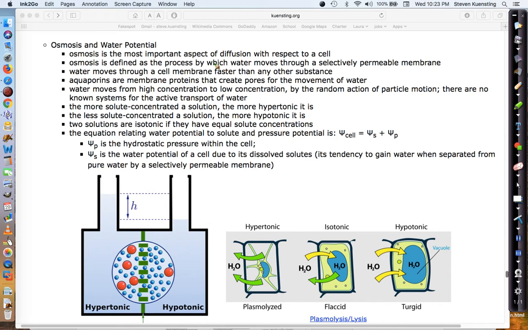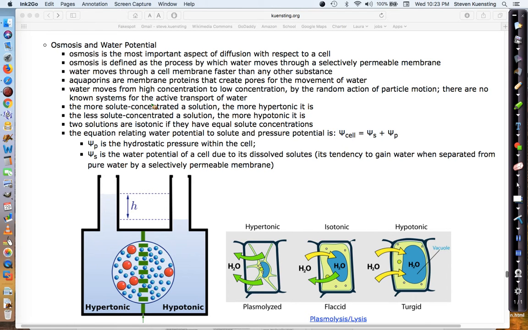So water molecules move through membranes by what we call osmosis. Water goes through a membrane faster than almost any other substance because it's small and there are aquaporins to let it through. Water will always go from where it's highly concentrated to low concentration unless pressure can push it backwards. That's called reverse osmosis. We use reverse osmosis to make drinking water in some parts of the world.